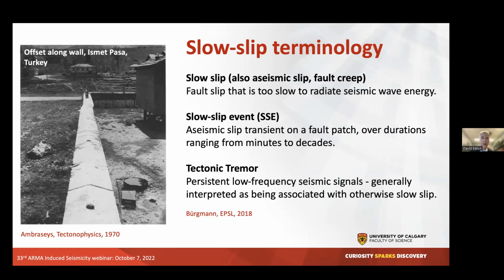So there's a whole wealth of different phenomenology that's associated with slow fault slip. So some examples are slow slip events, which are aseismic slip transients on a fault patch with durations ranging from minutes to decades. And then tectonic tremor, which is a persistent low frequency seismic signal that is inferred to be associated with otherwise slow slip on a fault.